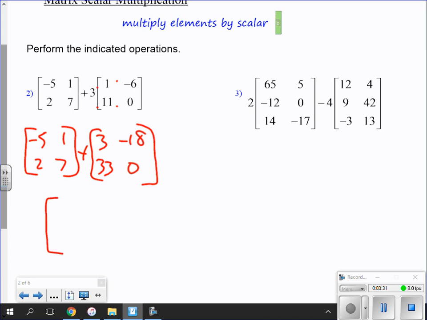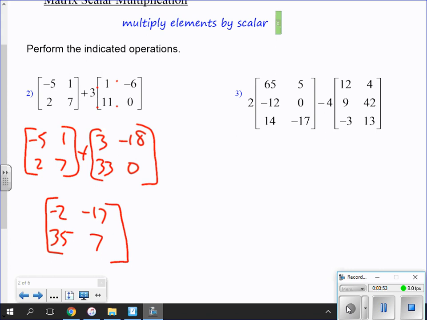So my new matrix, this is a 2 by 2, this is a 2 by 2, so my new one is also going to be a 2 by 2 matrix. Negative 5 plus 3, I get negative 2. 2 plus 33, I get 35. 1 plus negative 18, I get negative 17. And 7 plus 0 gives me 7. I'm going to pause. And here we go again.